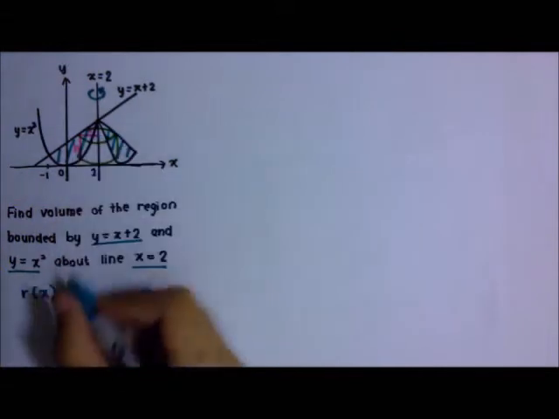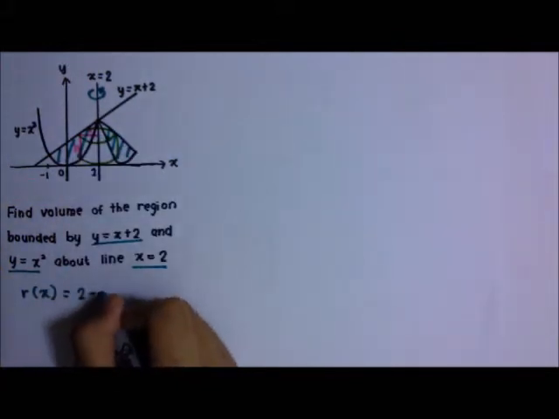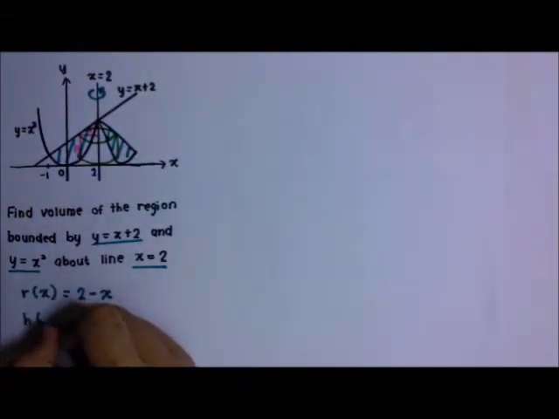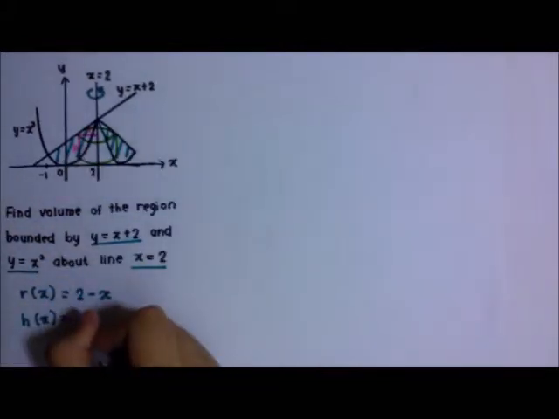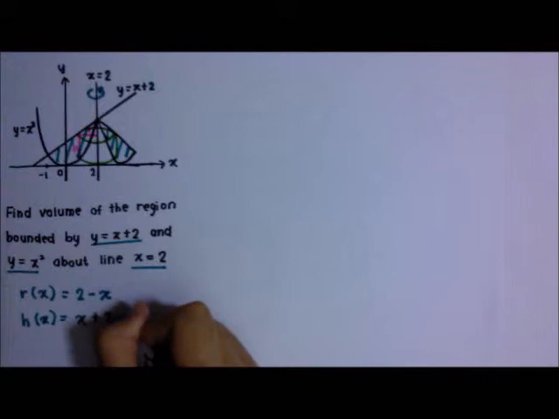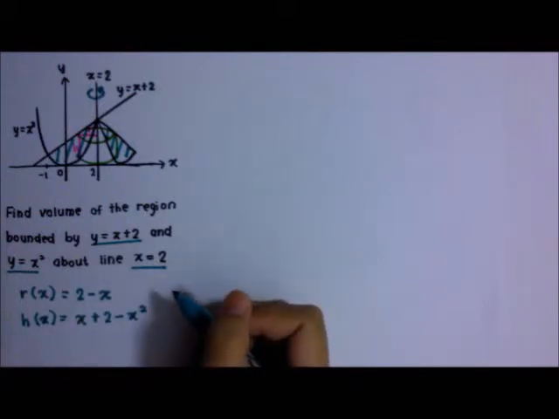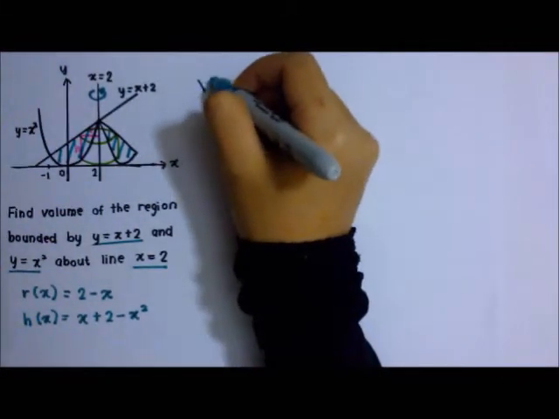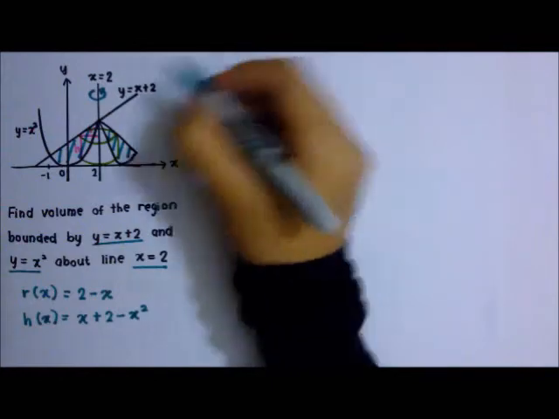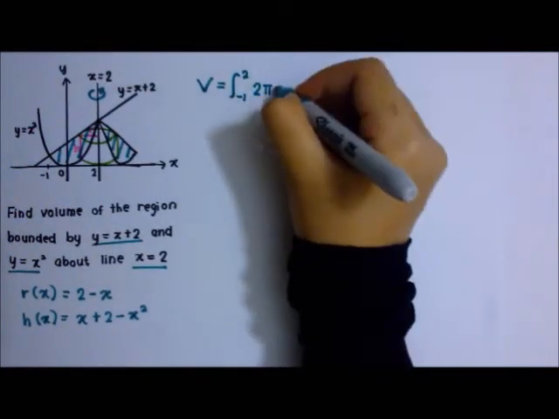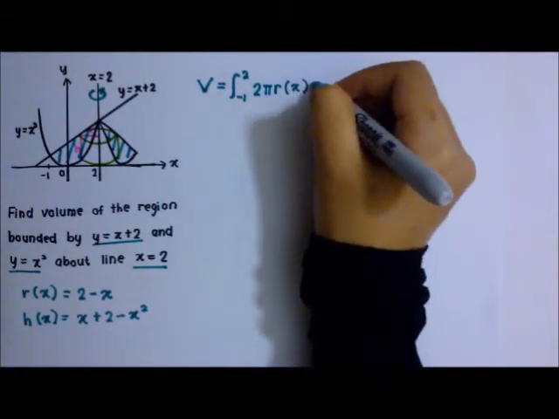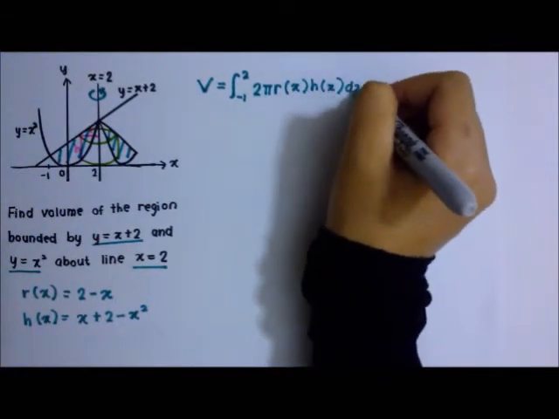In this question, the radius is 2 minus x. As for the height, it equals x plus 2 minus x squared, because it is the upper curve minus the lower curve, from -1 to 2. Hence, we integrate from -1 to 2, 2 pi r(x) h(x).